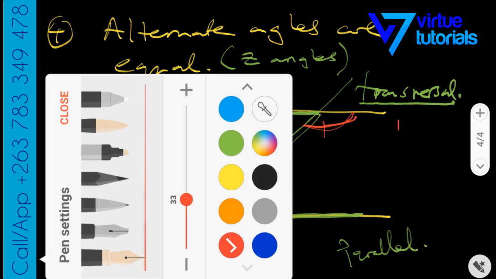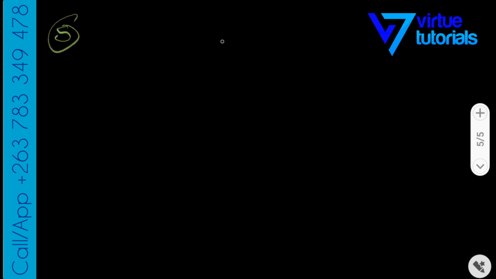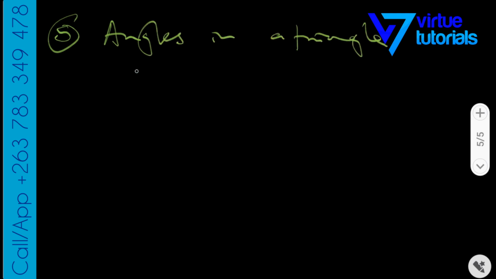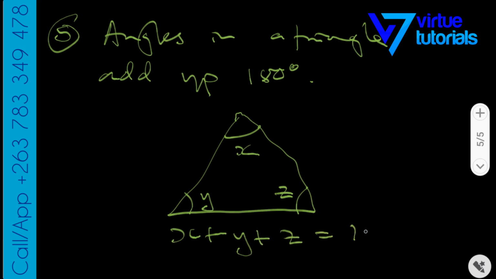Now, let's talk about triangles. Angles in a triangle add up to 180 degrees. So if I have a triangle, the most good looking triangle, with angles X, Y, Z, if I add these angles up, my result should be 180 degrees. So it doesn't matter what kind of triangle it is. As long as it's a triangle, the angles add up to 180 degrees.